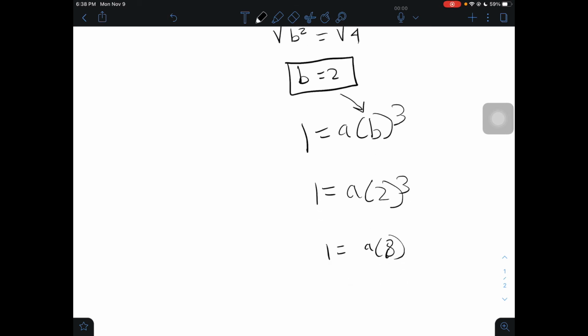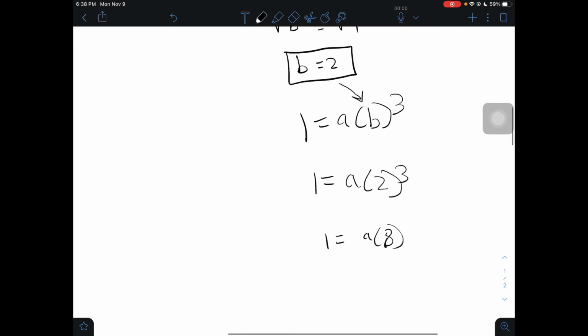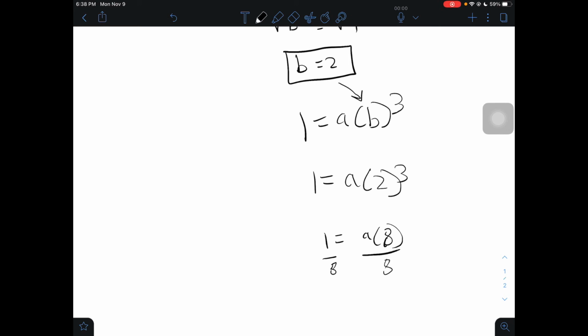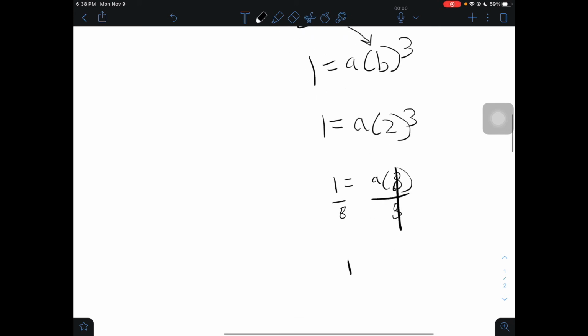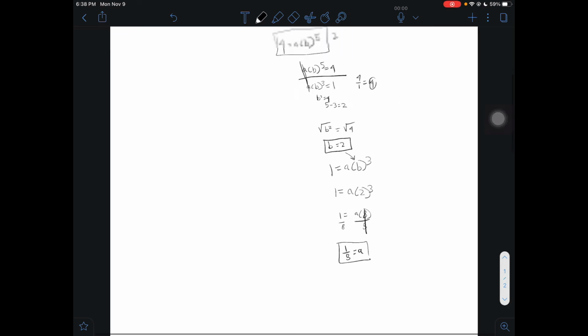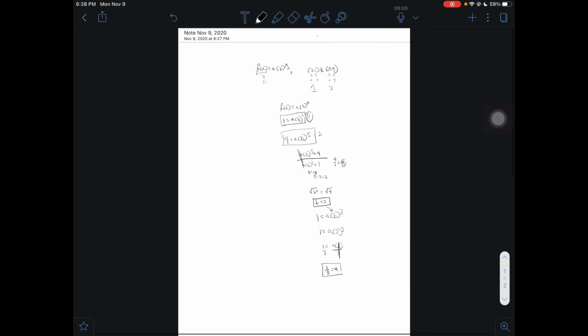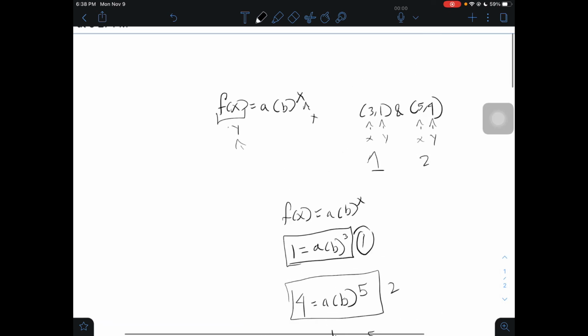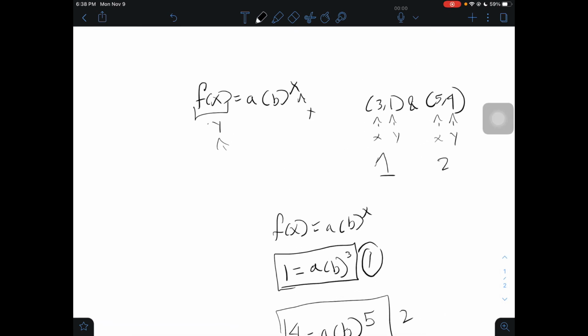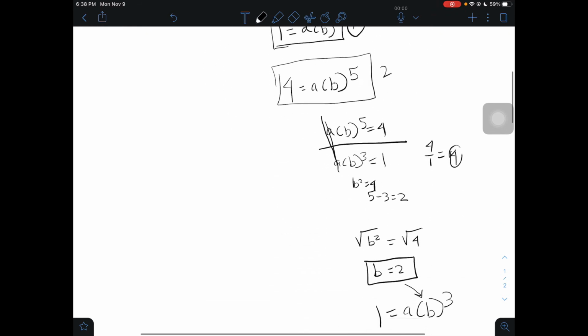If we divide both sides by 8, we'll isolate a, which is what we want. We're solving for a. So we have 1 divided by 8 equals a times 8 divided by 8. 8 cancel out. So we have 1 over 8 equals a. We know that a equals 1 over 8. If you remember at the beginning of the lesson that we saw that the base equation for our formula is just going to be f of x equals a parentheses b to the power of x.